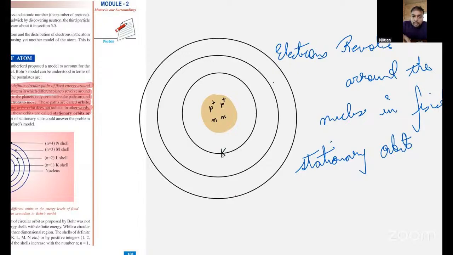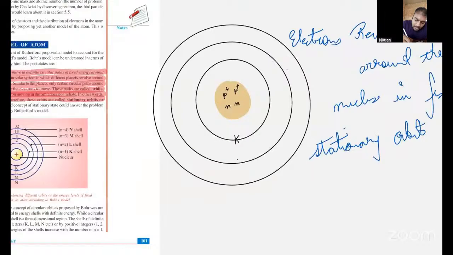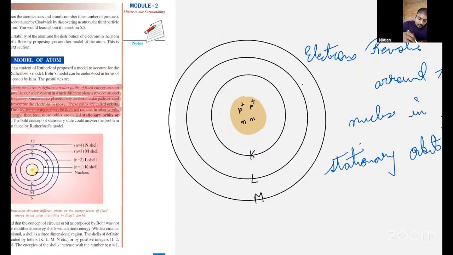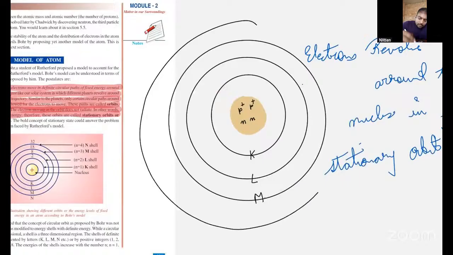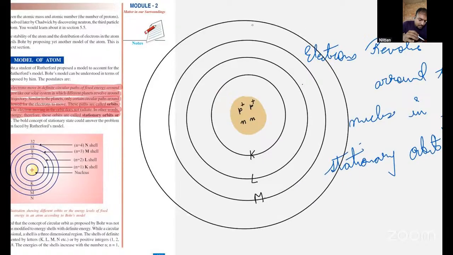What is it called? K shell. The second orbit is the L shell. The third orbit is the M shell. And if I draw one more orbit, this orbit is called the N shell, and so on, like N, O, P. The first orbit is called what? K shell. The second orbit is the L shell. The third orbit is the M shell, and the fourth orbit is the N shell.